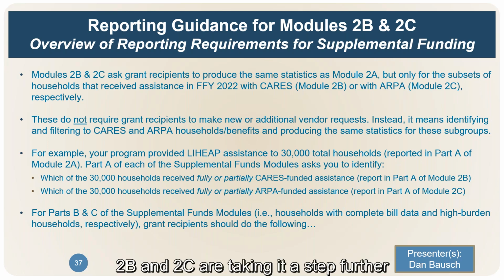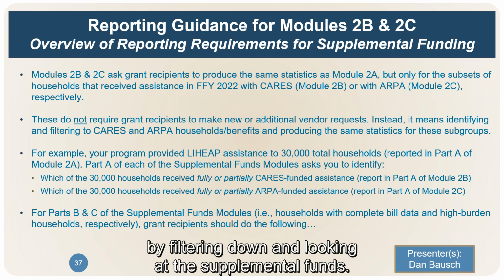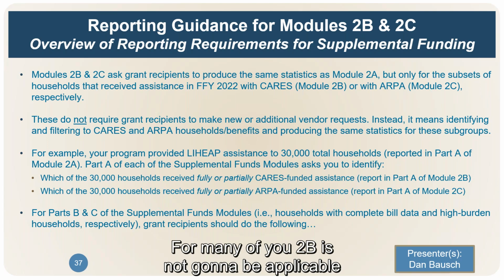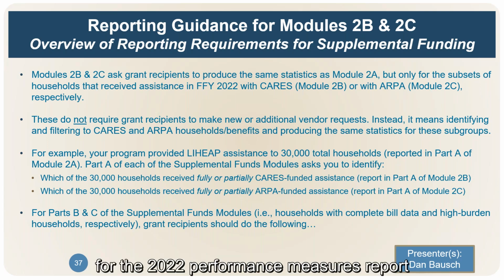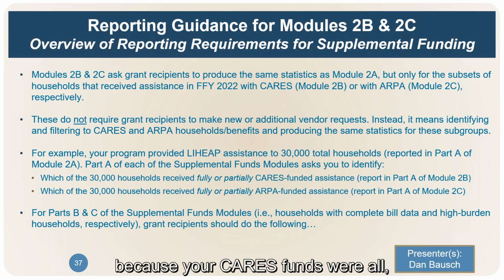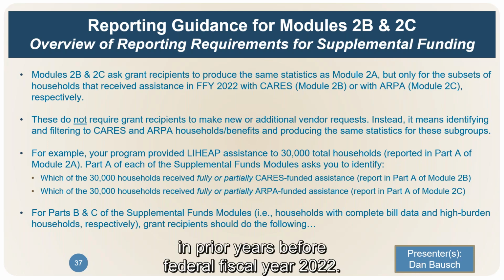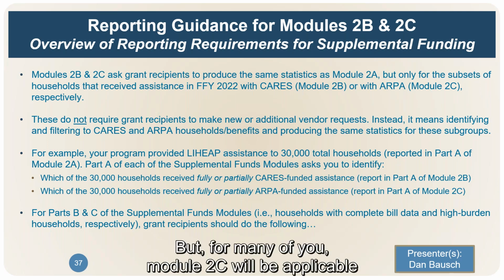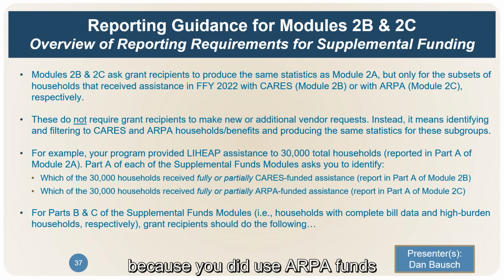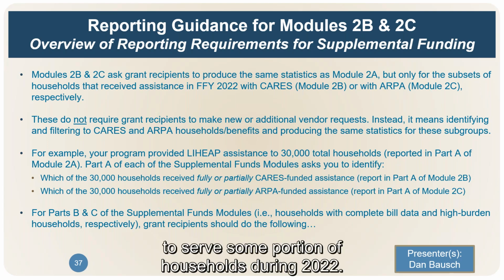2B and 2C are taking it a step further by filtering down and looking at the supplemental funds. For many of you, 2B is not going to be applicable for the 2022 performance measures report because your CARES funds were all given out as benefits in prior years before federal fiscal year 2022. But for many of you, module 2C will be applicable because you did use ARPA funds to serve some portion of households during 2022.